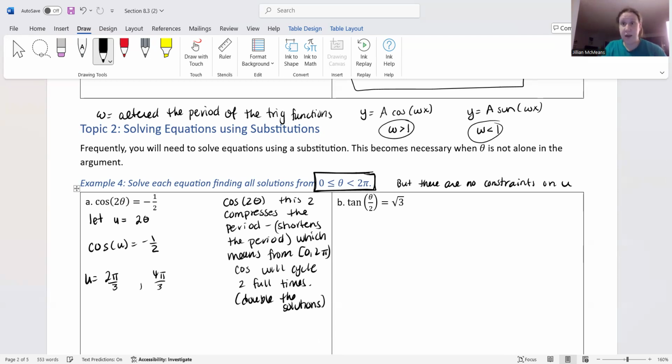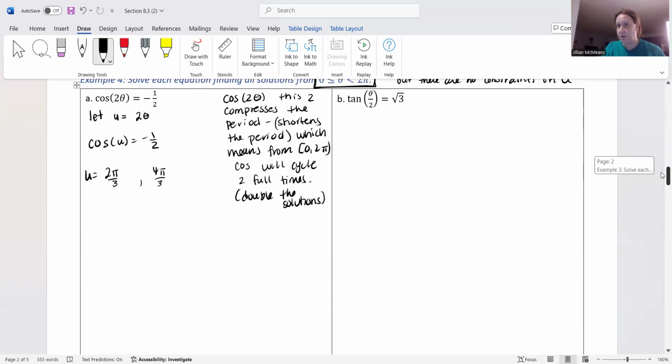Well, that's great, okay? But remember, we really need double the solutions. So here's what we do. We take these values right here and we add 2 pi to each of them. That's going to give us basically 4 values for u. Now remember, u is not the actual angle theta, it's just what we're using for now, okay?